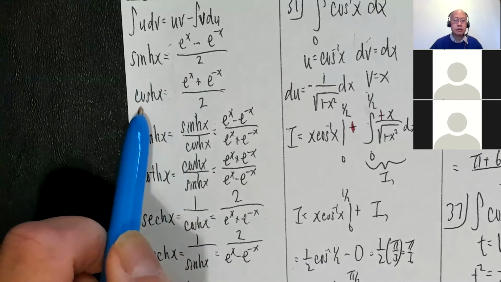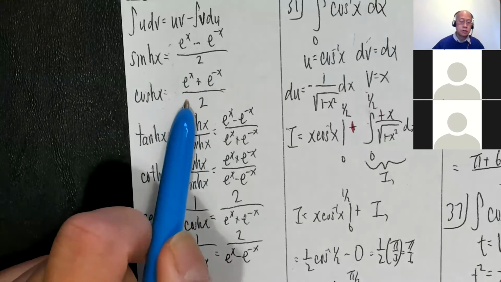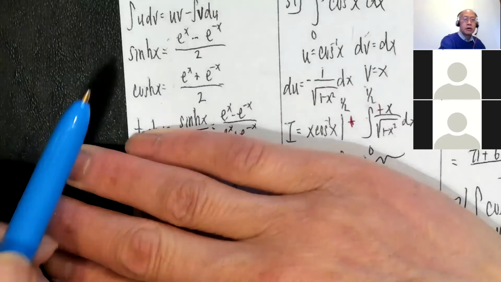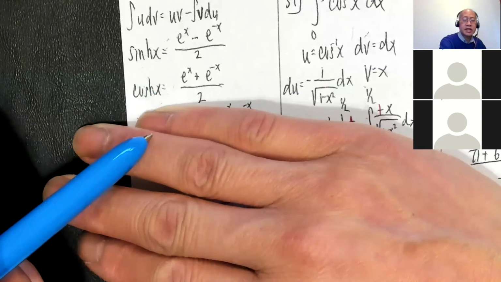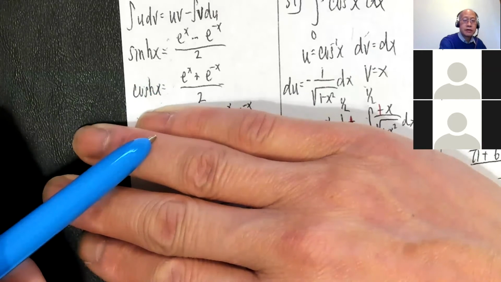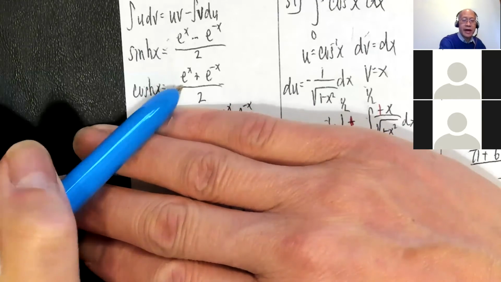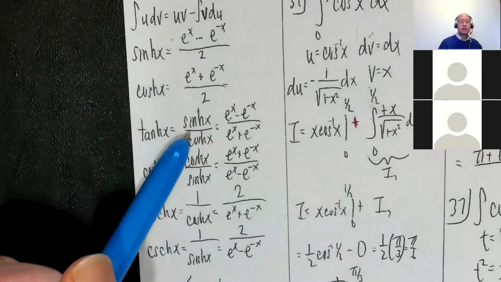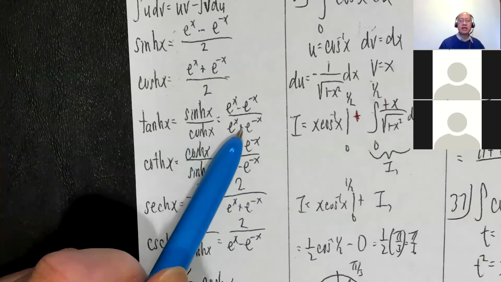Cosh, or sometimes cosh, is the exact same thing, except instead of a minus, it's a plus. And in my opinion, once you have these two, the rest just follow naturally. Because what do you think hyperbolic tangent is? Well, just like in trig, it's hyperbolic sine over cosine. So that divided by that, the 2's will cancel out. Sinh over cosh. So e to the x minus e to the negative x divided by e to the x plus e to the negative x.